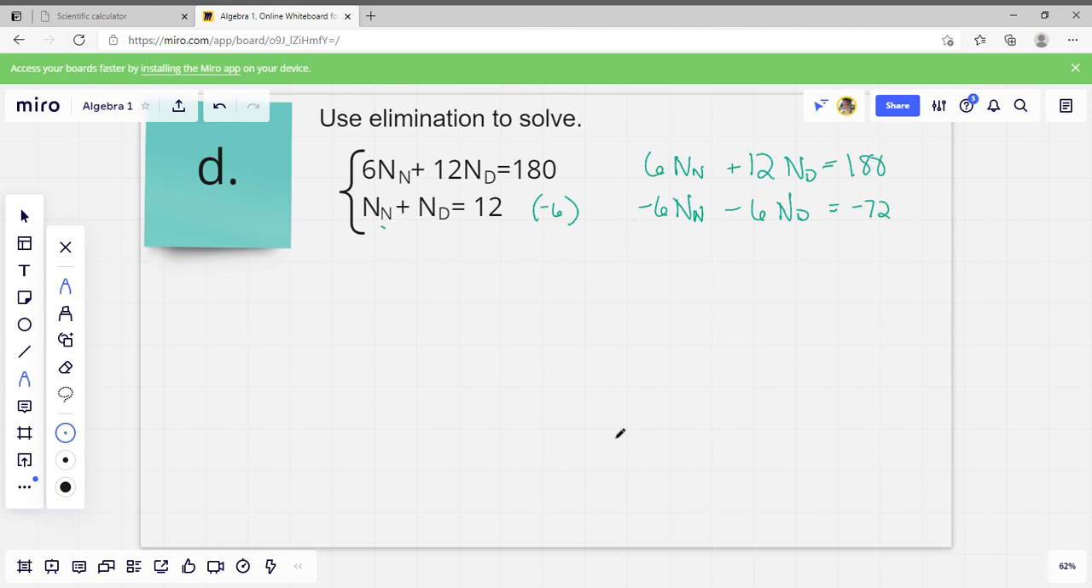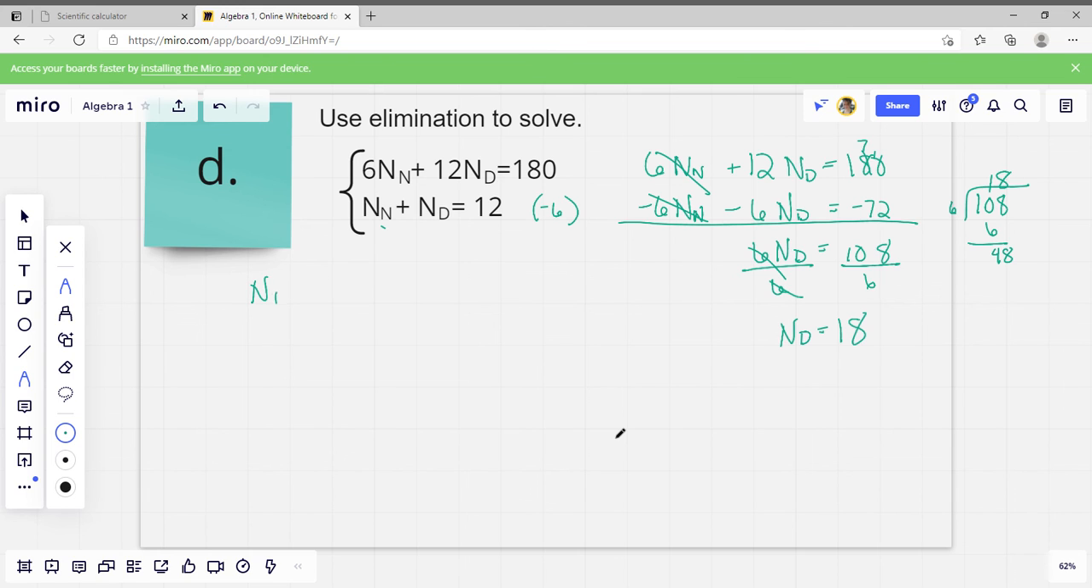Now I'm going to put these together. These cancel. And then we get 12 minus 6 will be 6 times the number of dimes equals, let's see, subtract 10, that'll be 108. 108 divided by 6. 6 times 8 is 48. 18. So our number of dimes is 18.